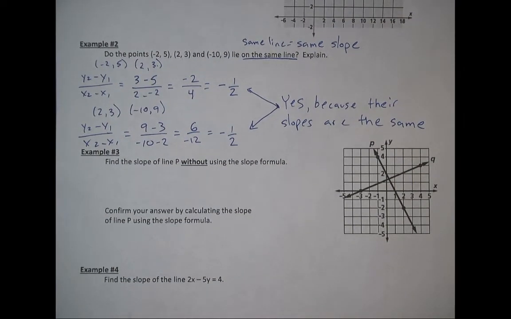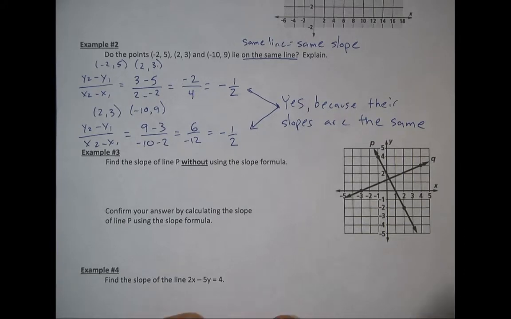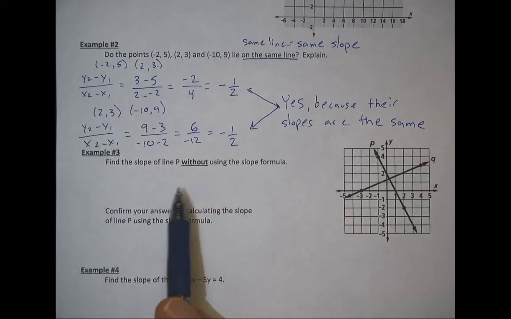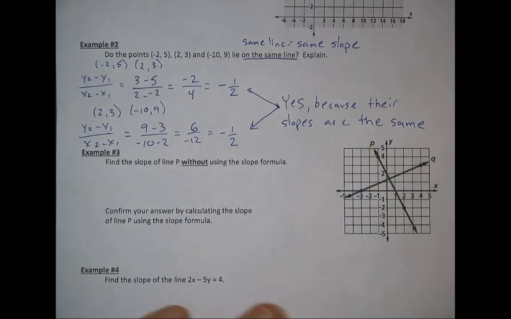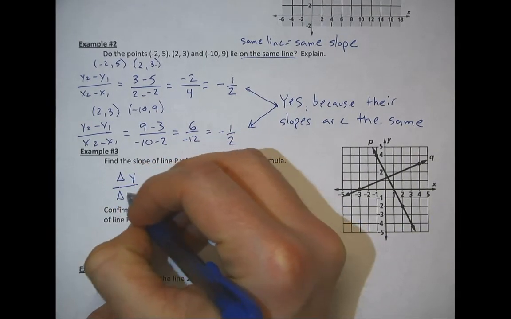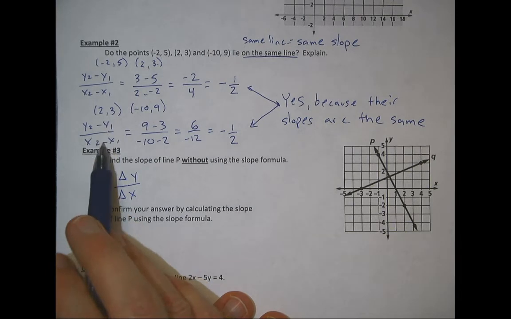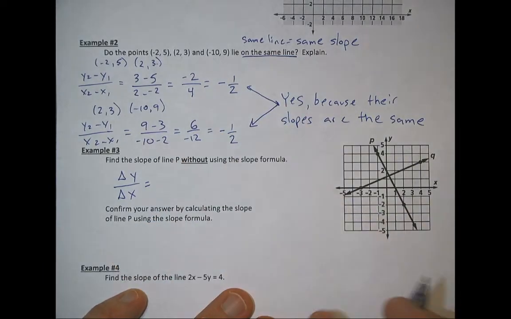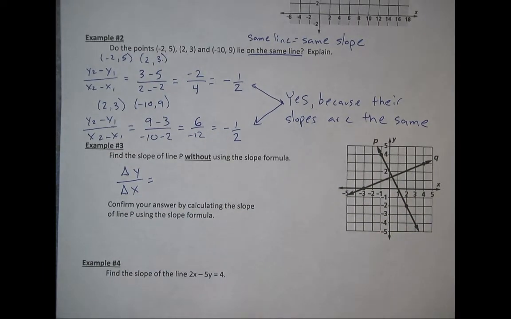Okay, example number 3. Find the slope of the line without using the slope formula. So without going ahead and plugging in all your x1s and x2s and using this formula, can we come over here and figure out what the slope is without that? So again, slope is your change in y and your change in x. And mathematically, we can figure it out by subtracting. But if we already have the graph, we can go ahead and figure out what the change in the y is and what the change in the x is.